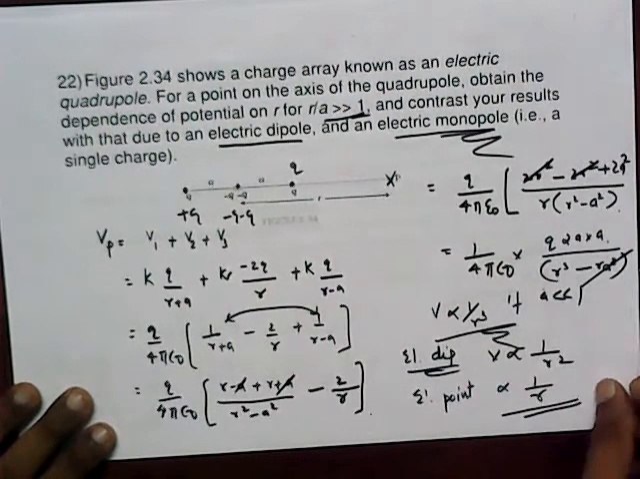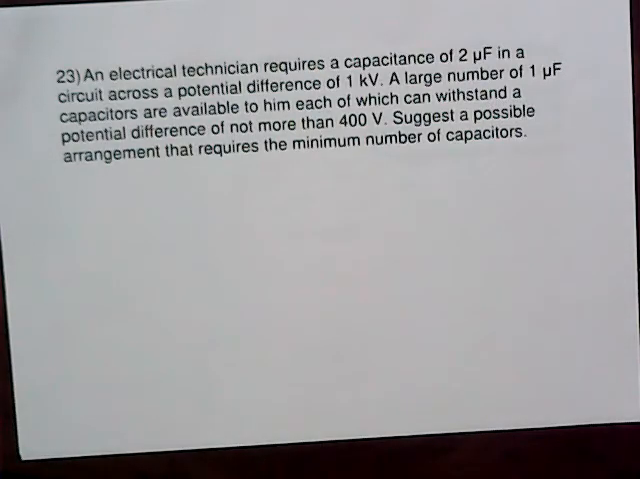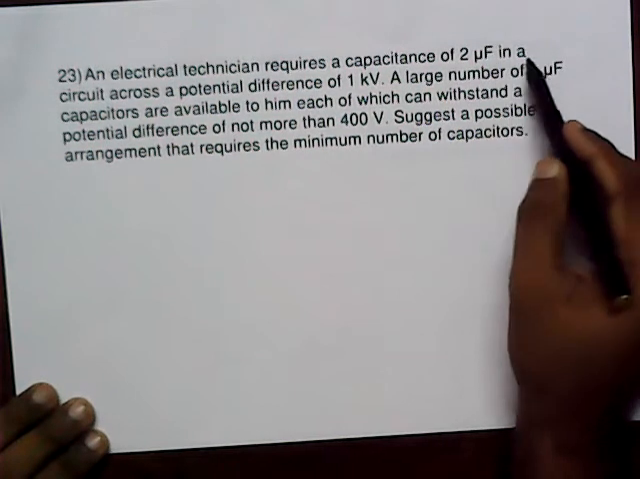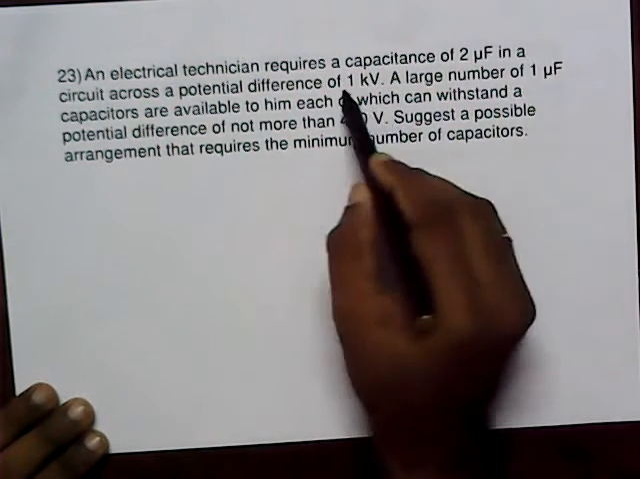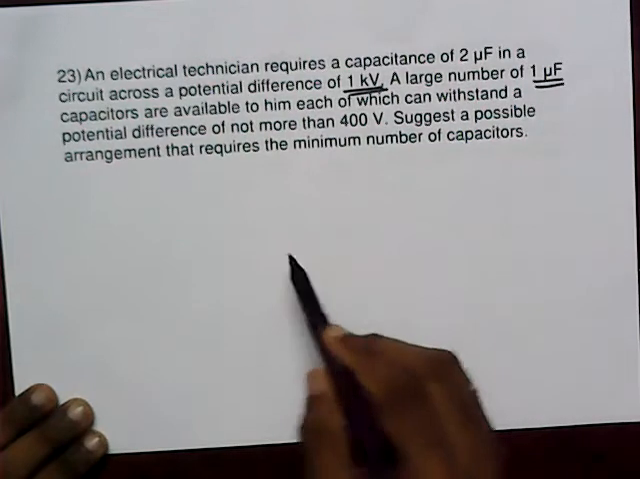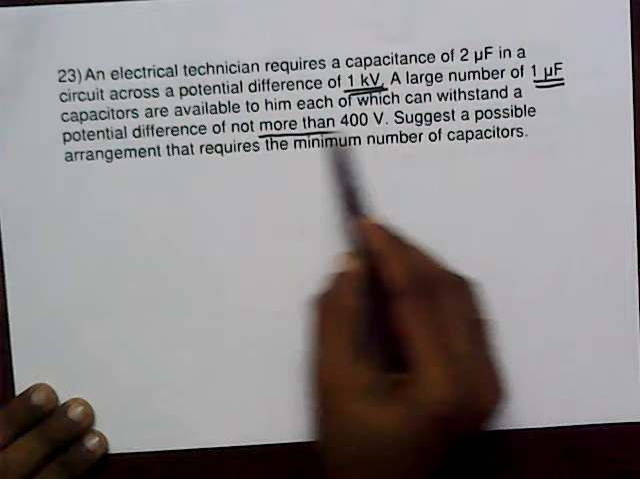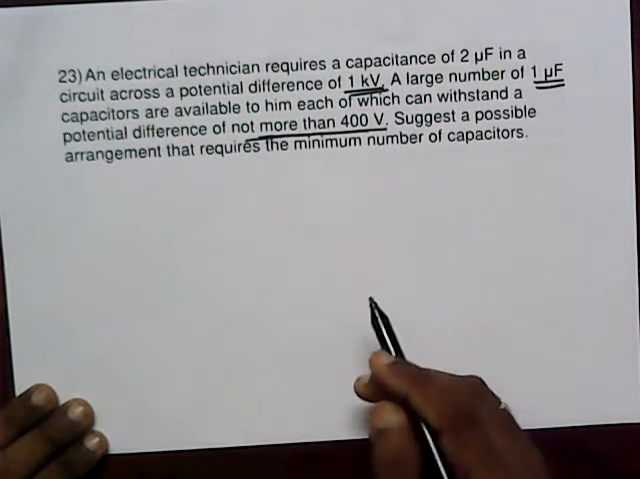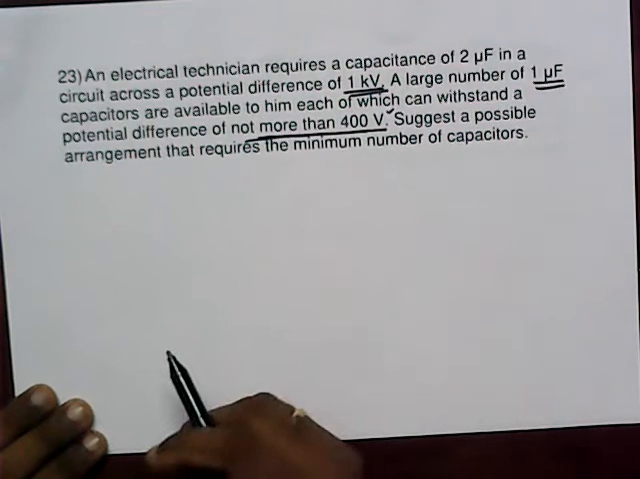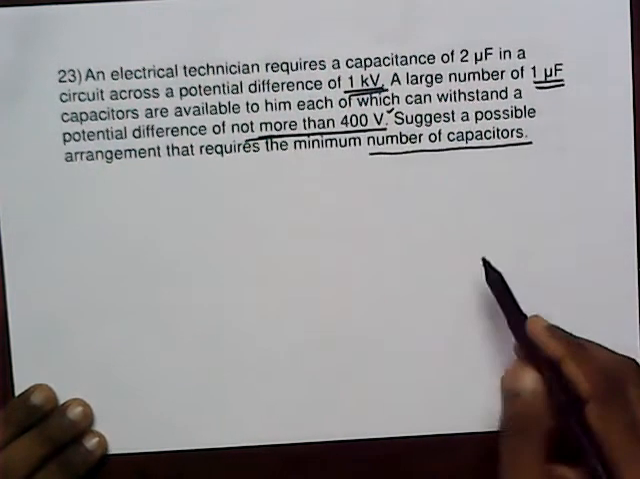That is question number 22. Number 23, a good concept. An electrical technician requires a capacitance of 2 microfarad in a circuit with a potential difference of 1000 volt. A large number of 1 microfarad capacitors are available, which can withstand a potential difference of not more than 400 volt. So the maximum withstanding potential is 400 for each 1 microfarad. Suggest a possible arrangement that requires the minimum number of capacitors.